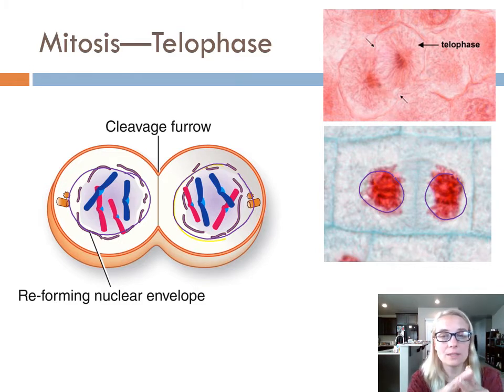So in telophase, the nucleus is reforming, the nucleolus will show back up, the chromosomes are uncoiling. What else? I think that's it. So that is our telophase, and that's physically the end of mitosis.